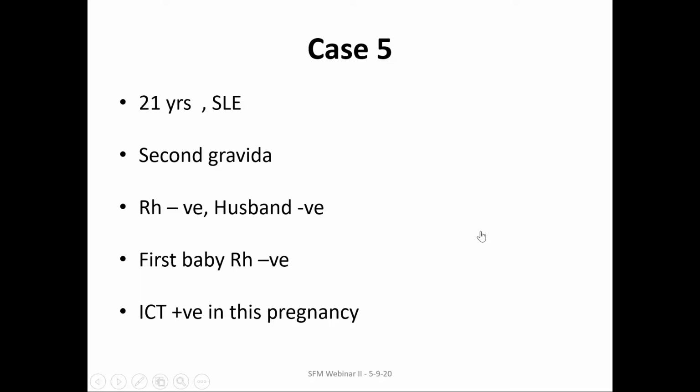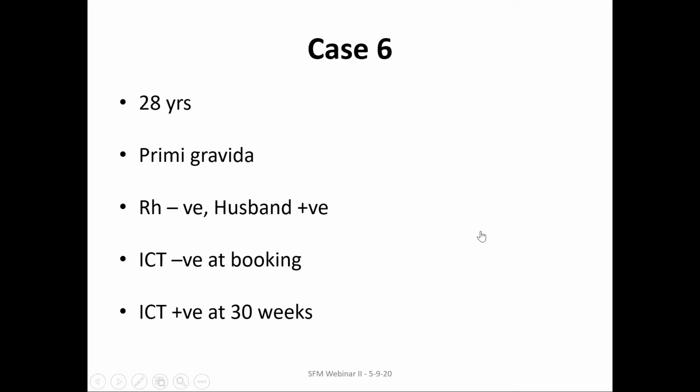Now, this was a case of that lady with systemic lupus erythematosus, where despite the entire family being negative, the baby was ICT positive. The reason the ICT was positive in this pregnancy was because she had autoantibodies in her circulation. Remember what we said before? It's not just alloantibodies that can cause a positive ICT. Any antibody in the mother's blood can cause a positive ICT. And in this particular case, it was the autoantibodies of systemic lupus erythematosus that were responsible for the positive ICT, despite the family being rhesus negative.